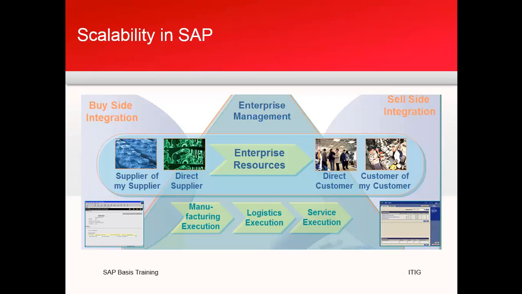From a scalability perspective, you can see at the center you have ERP, that is enterprise resource planning. It can connect to the buyer side, it can connect to the seller side, and at the bottom it can connect with manufacturing execution, logistics execution, and services execution.